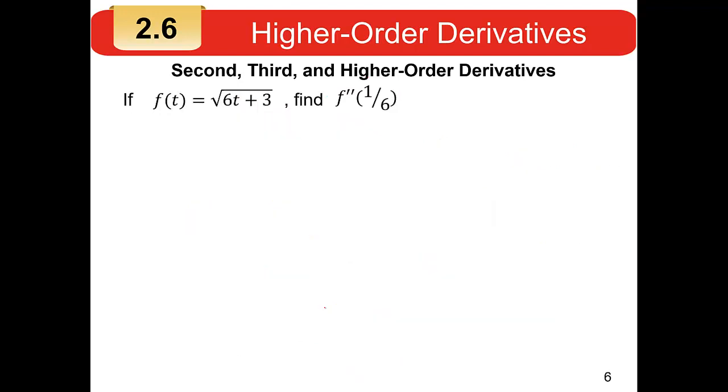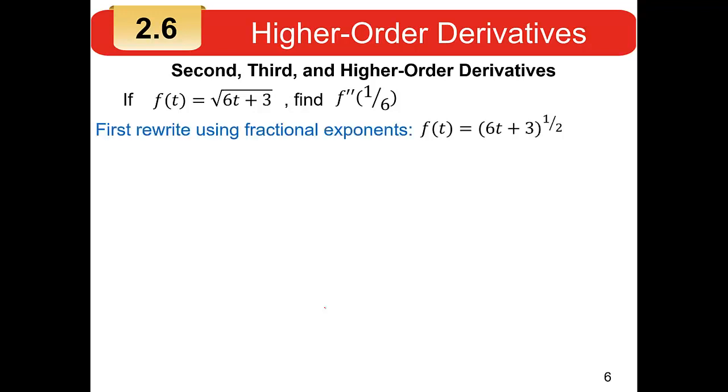How about this one? It's got a radical in it, so you got to remember how to deal with that. When you have a radical, you want to take a derivative, you're going to write that radical as a fractional exponent. And remember, a square root is a 1/2 power. So that square root of the quantity 6t plus 3 becomes quantity 6t plus 3 raised to the 1/2.